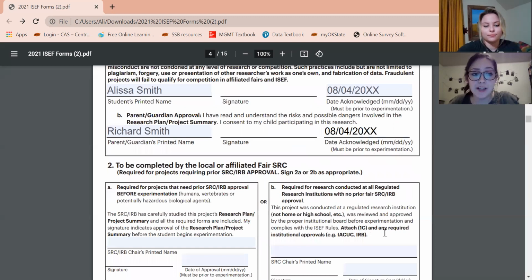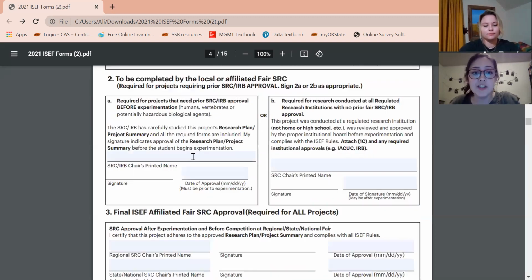After completing Section 1, Section 2 will be sent in for approval. Section 2 must be completed if you need SRC or IRB approval. For more information on SRC, or Scientific Review Committee, and IRB, or Institutional Review Board, please look at page 4 in the ISEF guidelines. Section 2A will be completed if your experiment needs prior SRC or IRB approval.